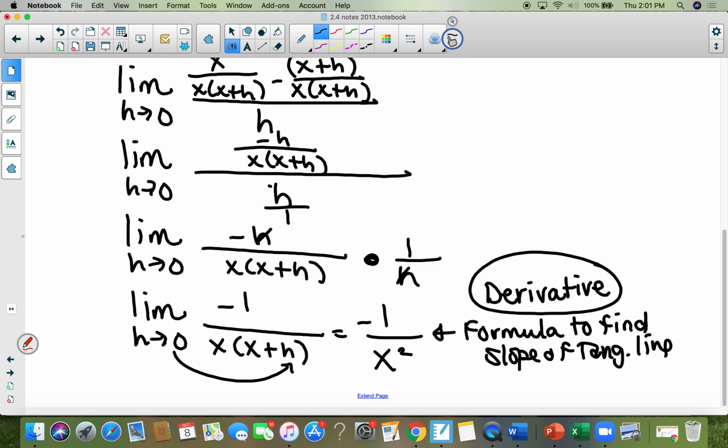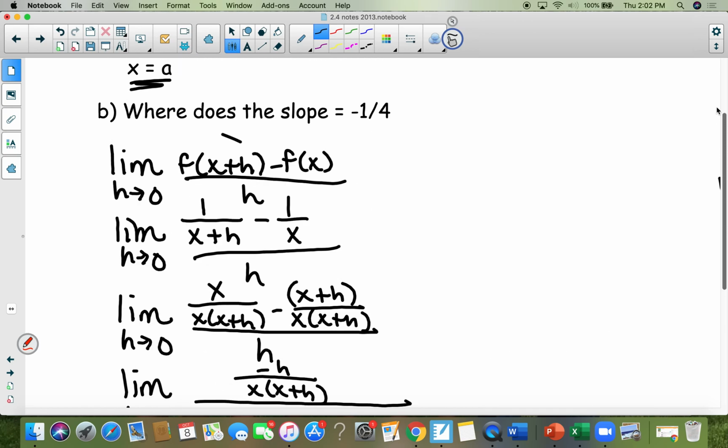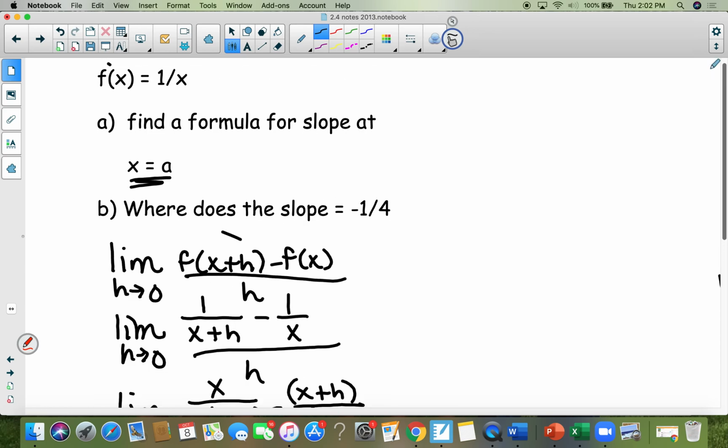That's the derivative. Negative 1 over x squared is the derivative. It's a formula to find the slope of the tangent line. So what this means is find a formula to find the slope at x equals a. That means everywhere. That's the formula to find it everywhere. At x equals 2, x equals 3. We don't know what a is, but we can change it to a 1 or a 2 or a 3 or a half or whatever we want it to.